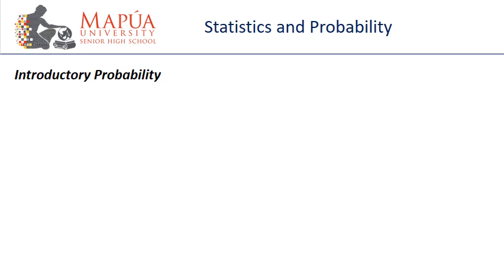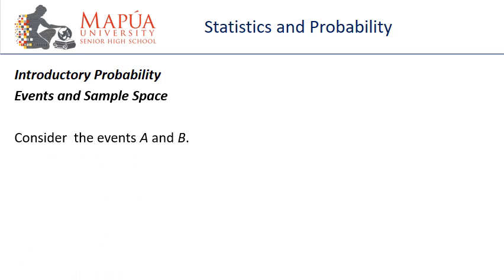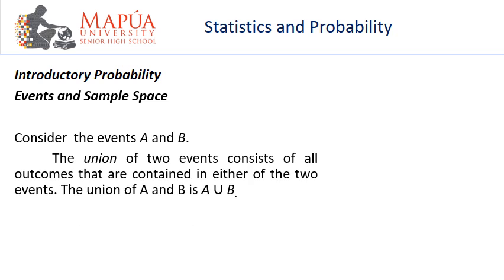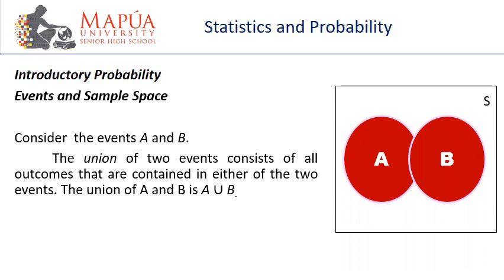Now let's apply the concept of Venn diagram for events in sample space. Consider the events A and B. The union of two events consists of all outcomes that are contained in either of the two events. The union of A and B is represented by A ∪ B. An example is shown on the diagram on the right.